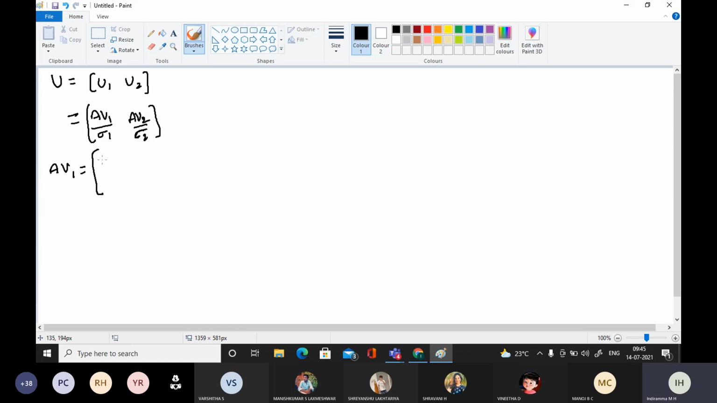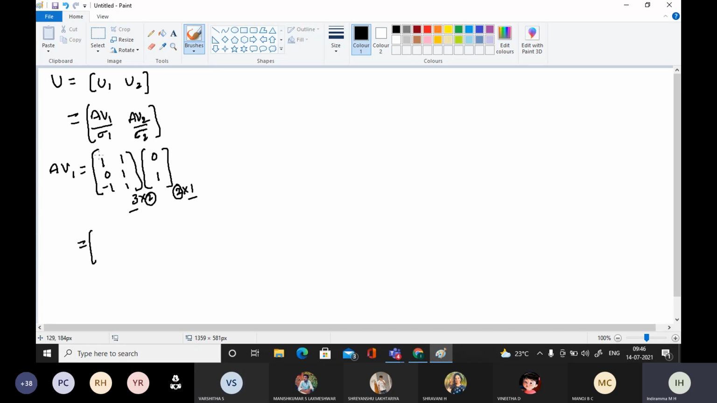The matrix A is [1, 1; 0, 1; minus 1, 1]. What is V1? First column of the matrix: (0, 1). So A is of order 3 cross 2 and V1 is of order 2 cross 1. Is it possible to multiply these two matrices? Yes, ma'am. Yes. Okay, so the resultant matrix is of order 3 cross 1.